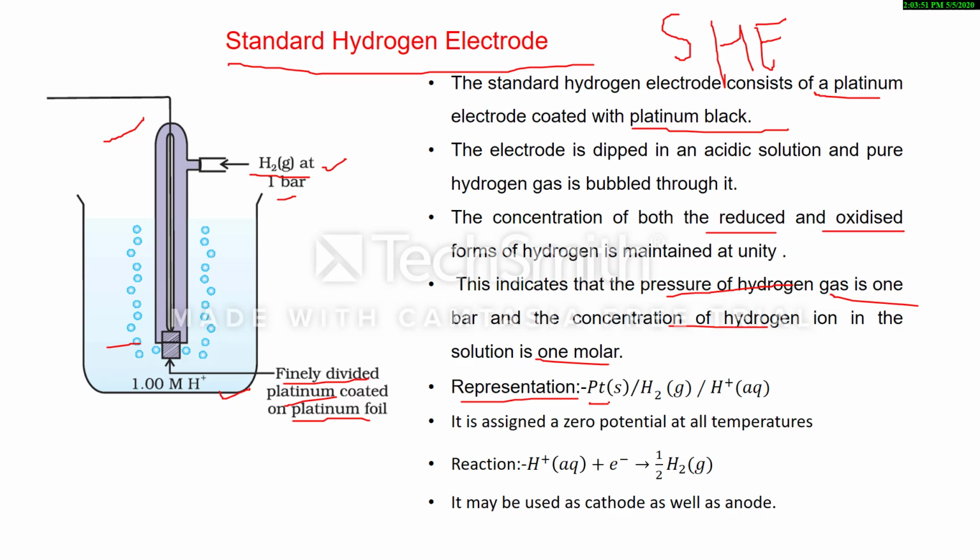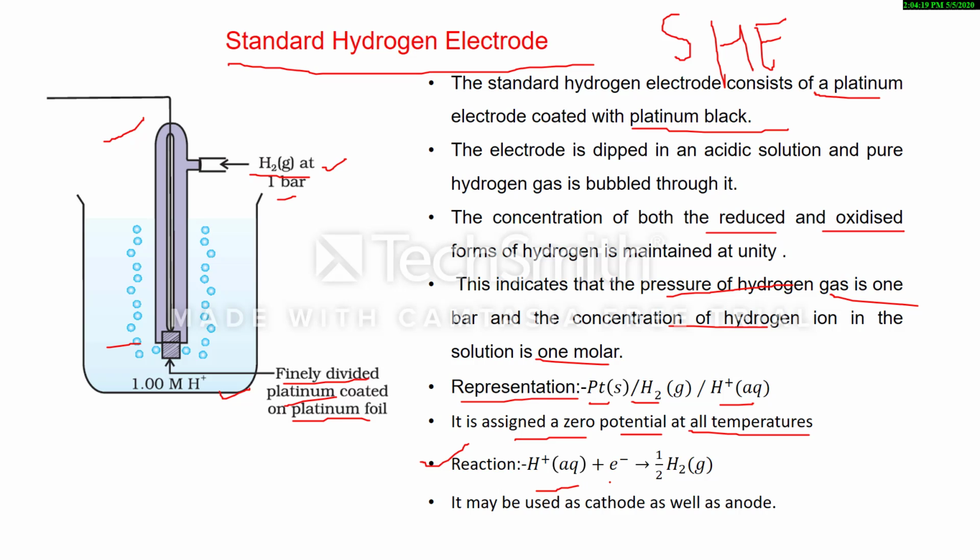This is platinum. This is used as an inert electrode. What is an inert electrode? It is not taking part in the chemical reaction. It only provides the support for the reaction to take place. This is H2 gas, and this is H plus. And arbitrarily it is assigned zero potential at all temperatures. So we can see SHE has zero potential, and its electrode reaction can be written in this way.